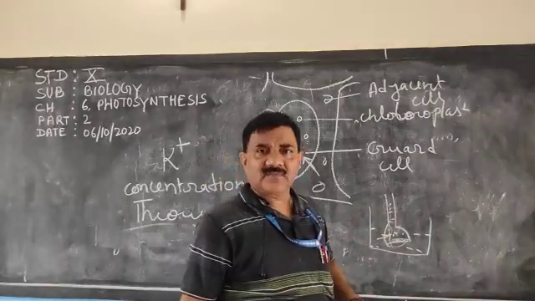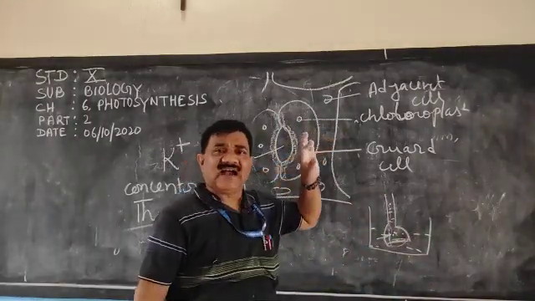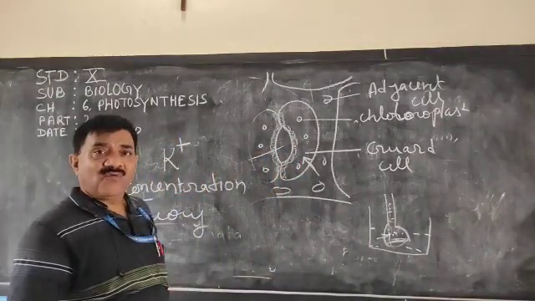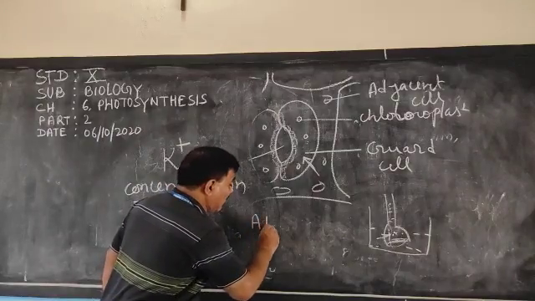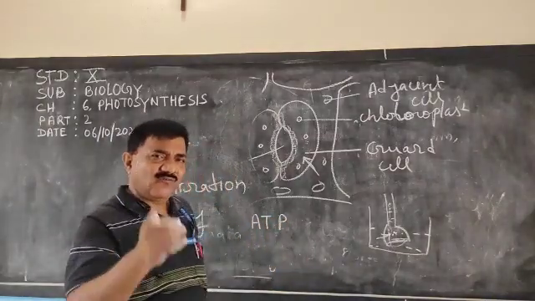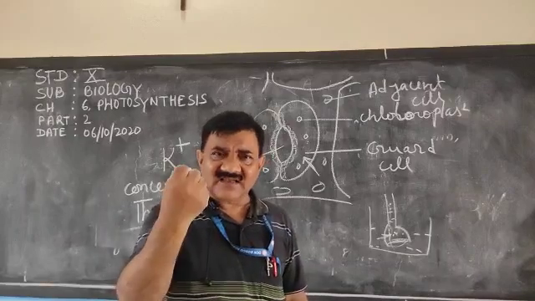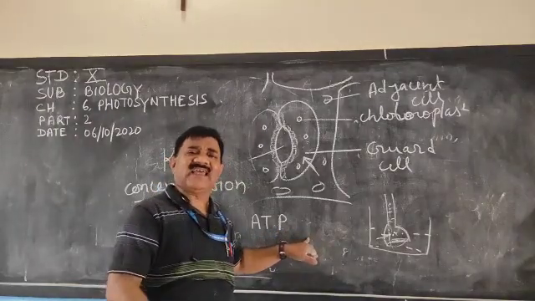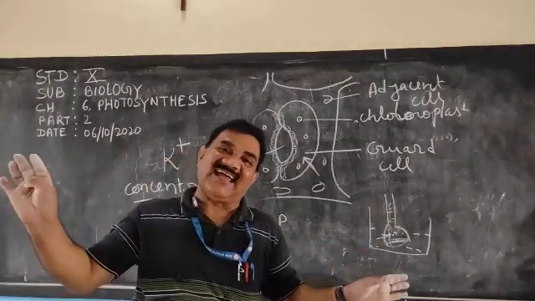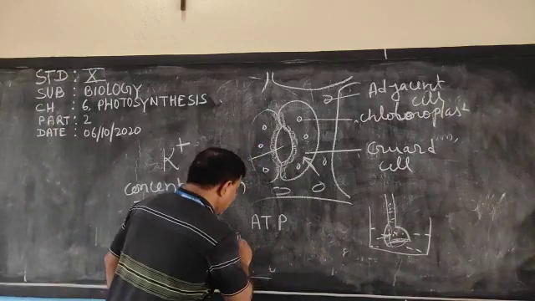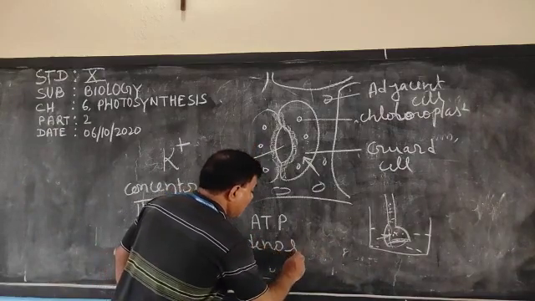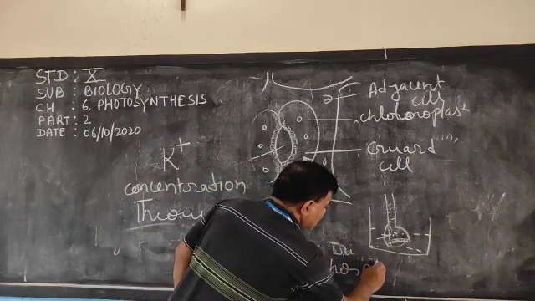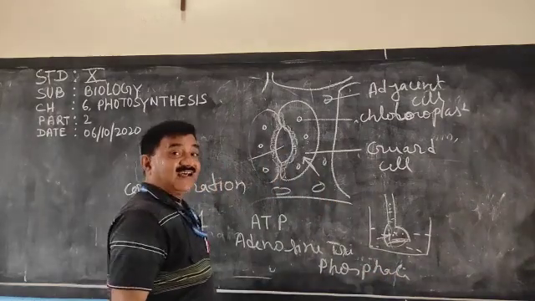During daytime, the chloroplast present in the guard cell does the work of photosynthesis. And in photosynthesis, with glucose, ATP is also formed. Do you know what is ATP? Yes, the currency of energy. Adenosine triphosphate. Adenosine is a compound and three phosphate groups are attached to it, so the name becomes adenosine triphosphate. Very clear? It is called the currency of energy.